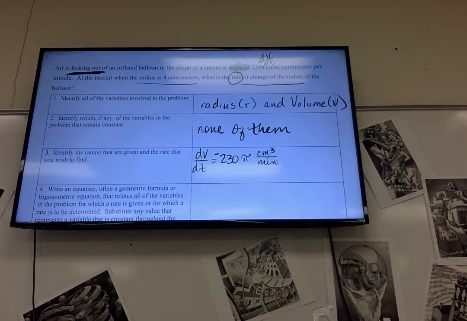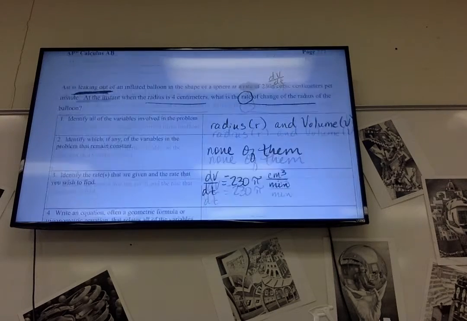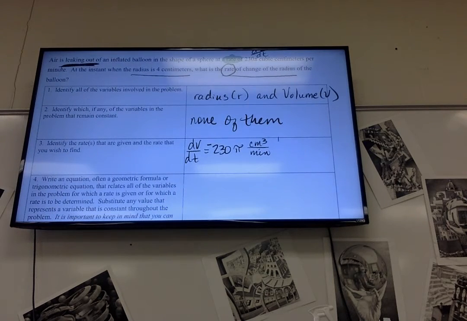Okay, what's the rate we're trying to find? The rate of the radius. How would I write that? dr/dt is equal to, we don't know, question mark. We don't know if it's positive or negative, but it's still decreasing. We stopped the radius at 4, but not the rate.